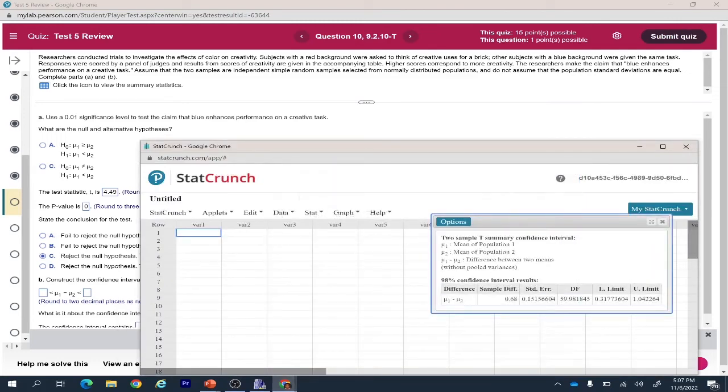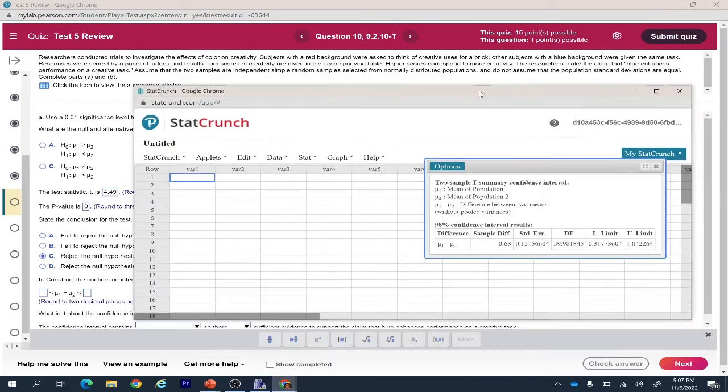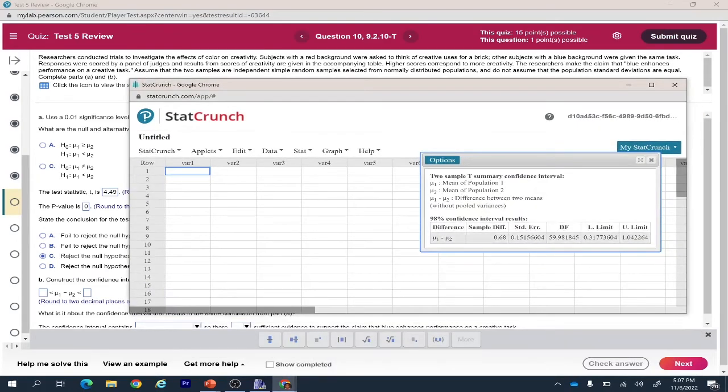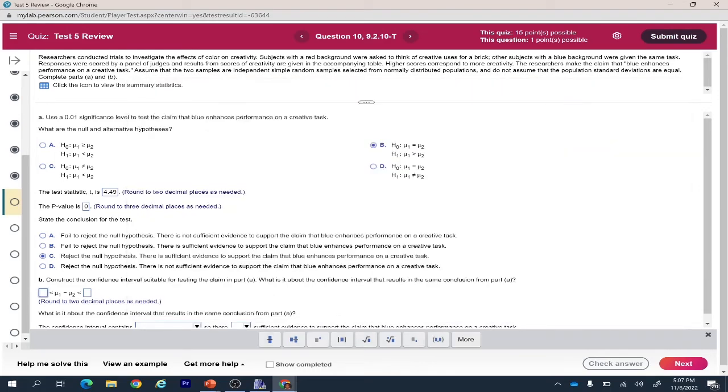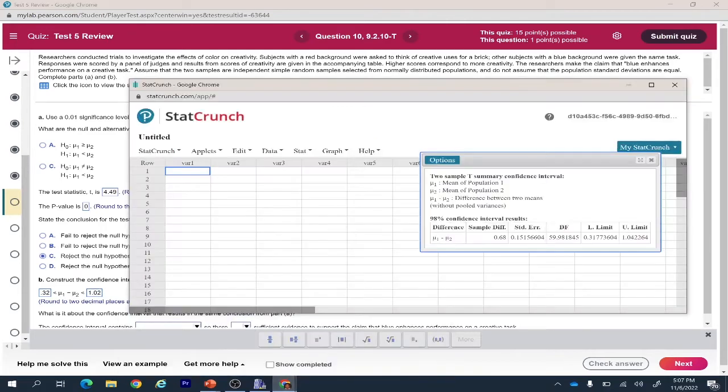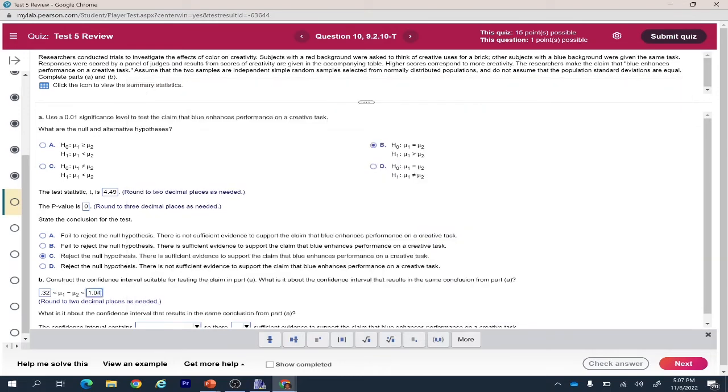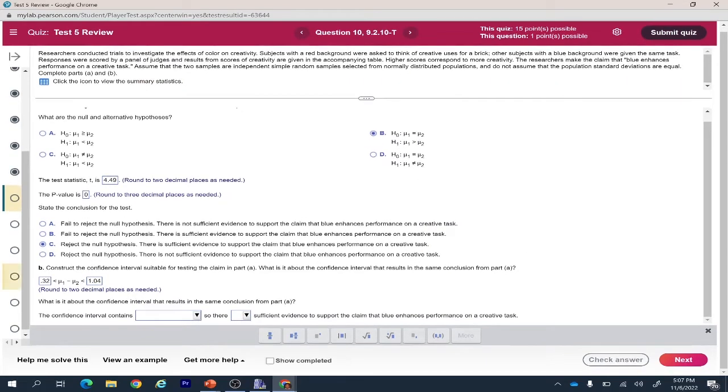And if you hit compute, it gives you the lower limit for that confidence interval, which would be 0.32, and the upper limit is 1.04. So these are the lower and upper limits. From here, 0.32 rounded to 2 decimal places, and 1.04. Sorry, it's not 02, it's 04. Okay, so as you can see here, the difference between this mean is always positive.